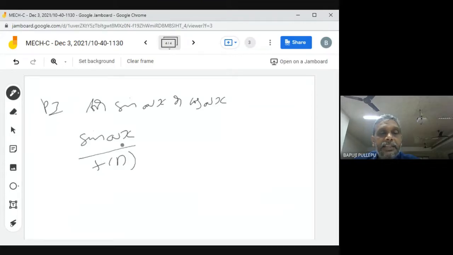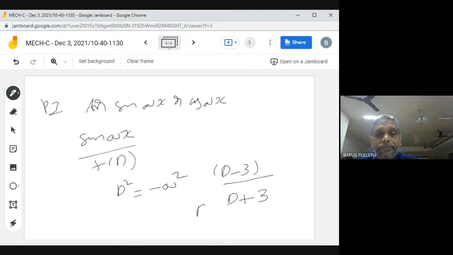Now sin x or cos x, what will you do? Put D square is equal to minus a square. Only D square, you can make it square and substitute. After that, maybe you will have a denominator like D plus 3 or D minus 3. Then what will you do? Conjugate: multiply and divide by D minus 3. Then D minus 3, so this is D square minus 9. Now D of f of x means differentiate with respect to x of f of x. Then you can do it. Can you do it or not? This is sin ax or cos ax. Any doubt? No, sir.